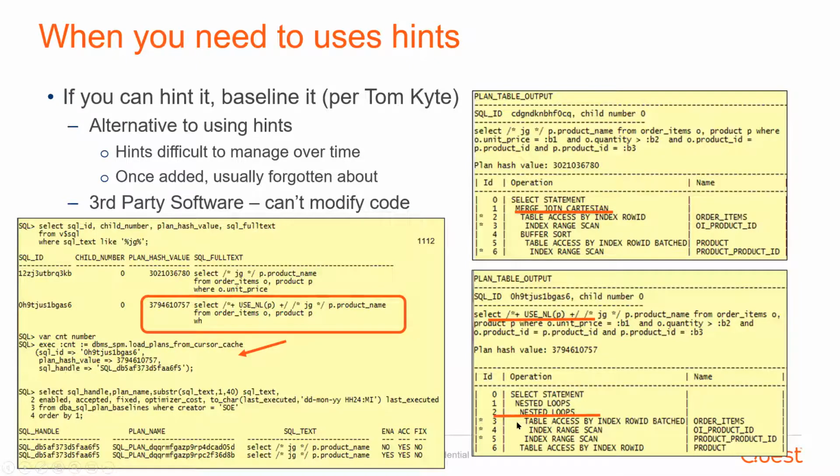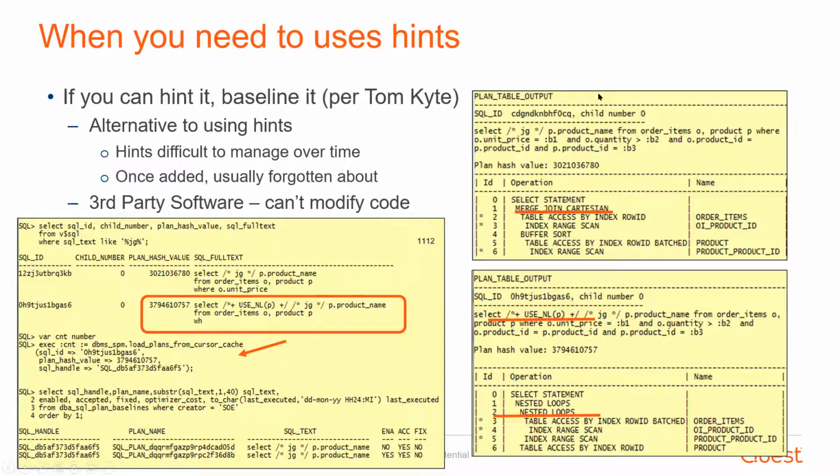When you need to use hints, and this again came from Tom Kyte, baseline it. It's a great alternative to using hints, because you can change it behind the scenes on the fly. Hints are difficult to manage over time, and you usually forget them. But you can use this if you have third-party software that you think needs an index, but you can't modify it, or you think you can rewrite the query some way. You can do this technique and actually change the execution plan.